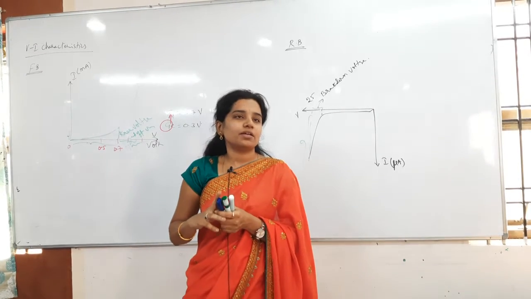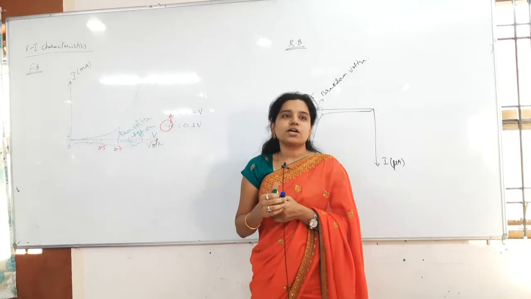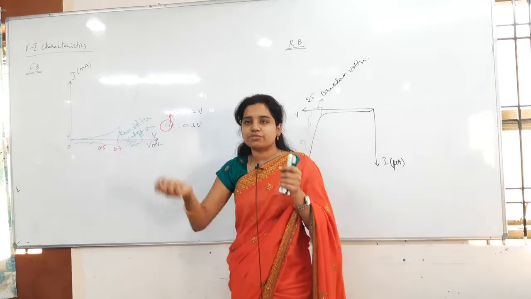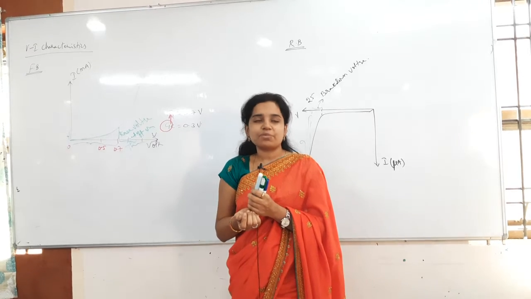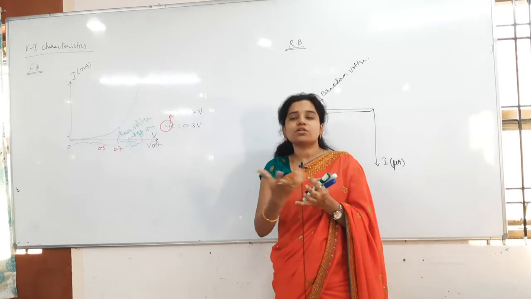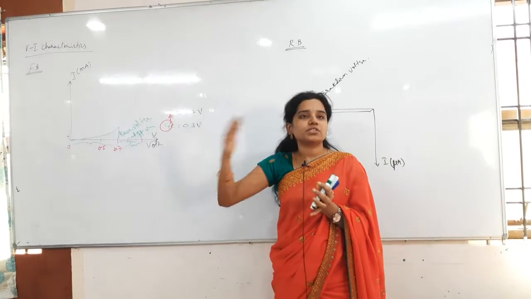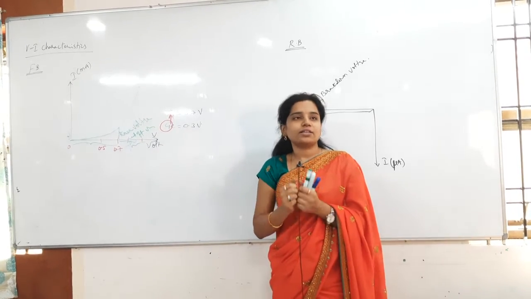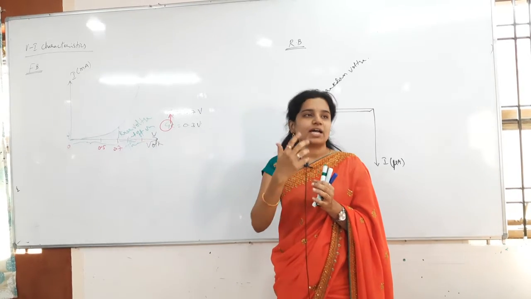Up to there, due to the minority charge carriers only, current was flowing. Minority charge carriers were very less, so current was also very less. After that, I am giving the extra battery from outside, which means I am giving energy. The external energy is more than the covalent bond energy. So the electrons and holes gain that external energy and break the covalent bond. Whenever they break the covalent bond, there are more free charge carriers here.